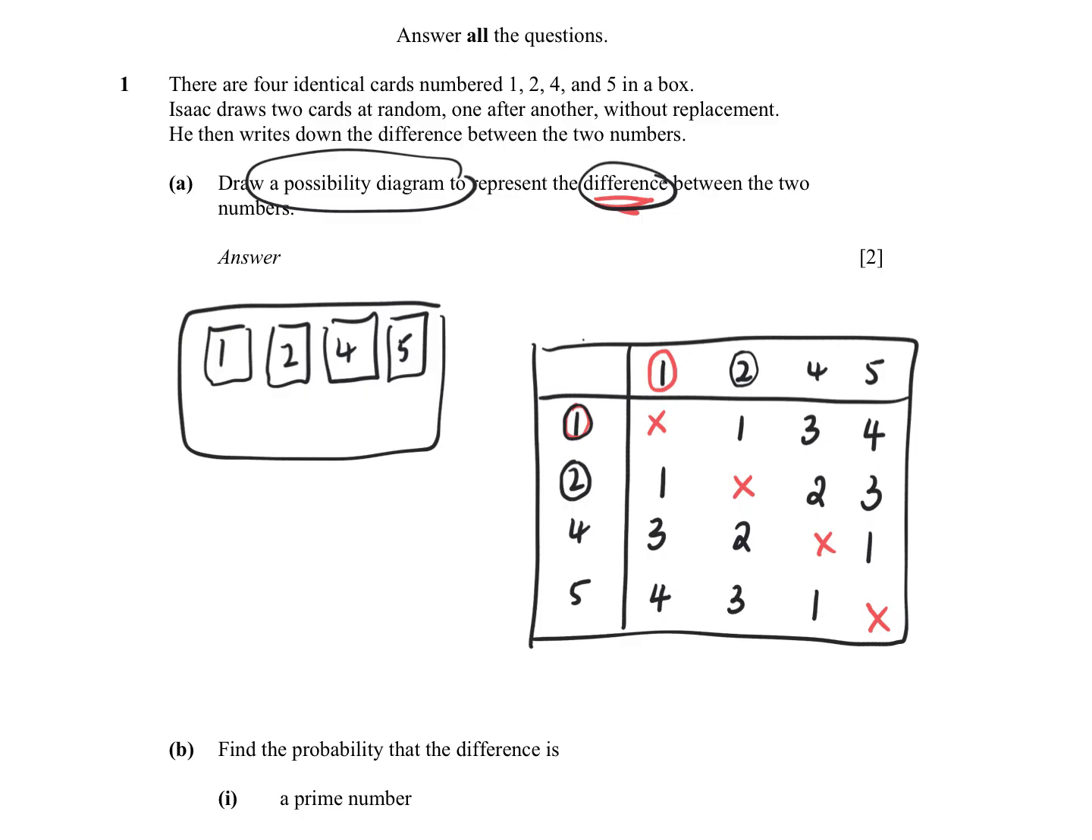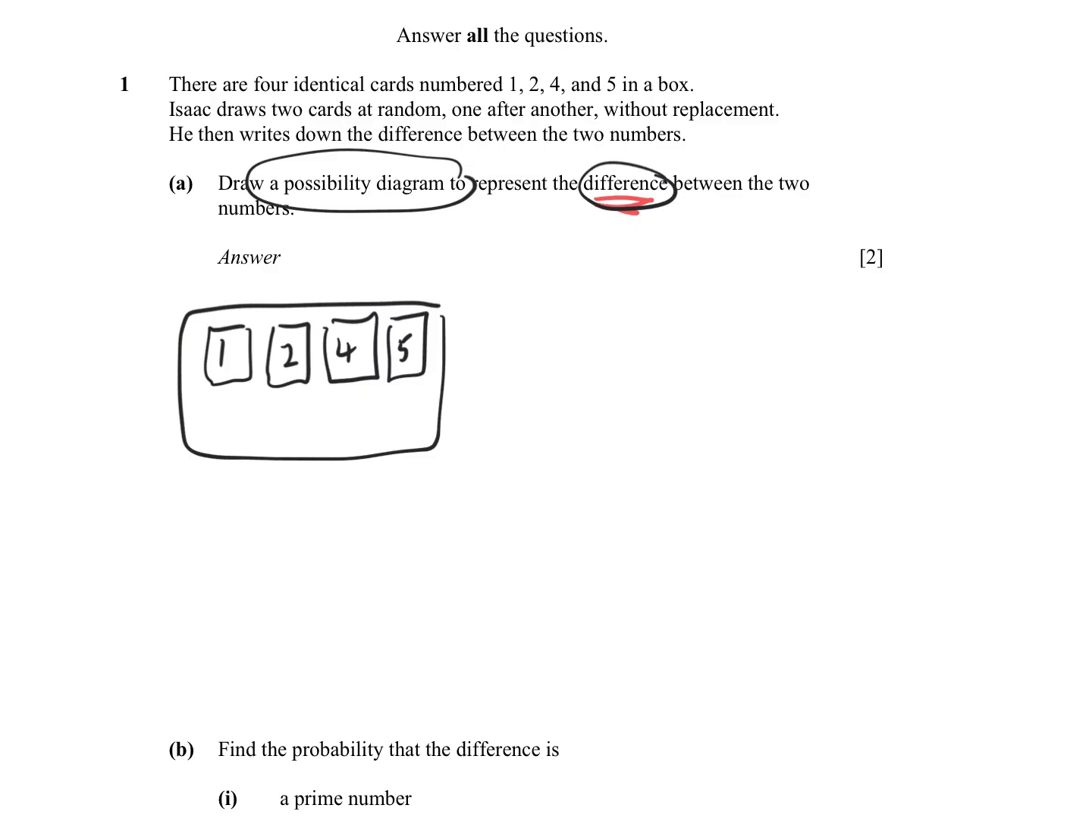Okay, so this is my possibility diagram. If you draw it correctly, you get 2 marks. The diagonal must not be there because it's without replacement. The lines, no need. If you want, you also can. Doesn't matter. So this is for difference.